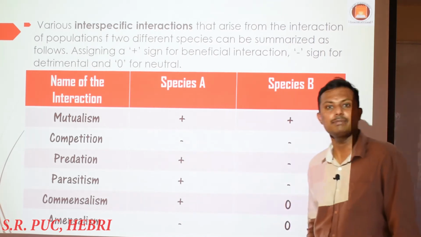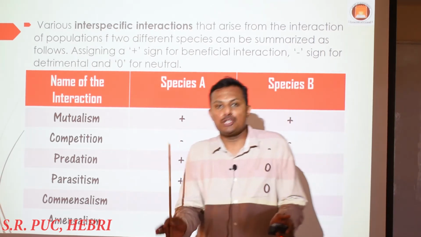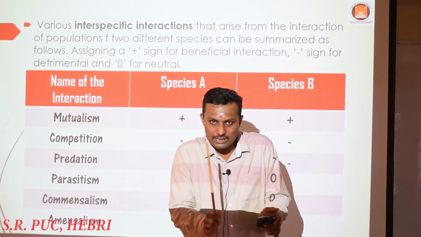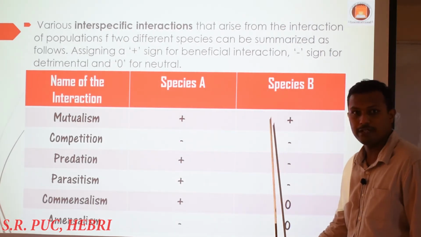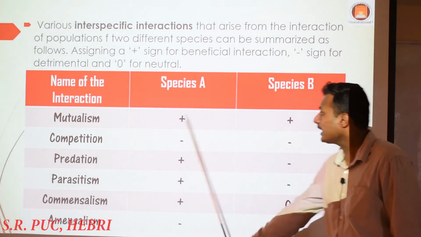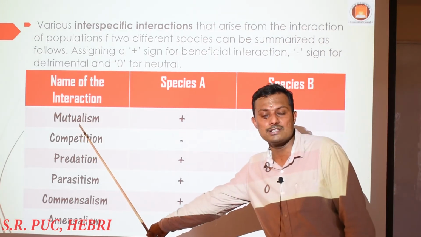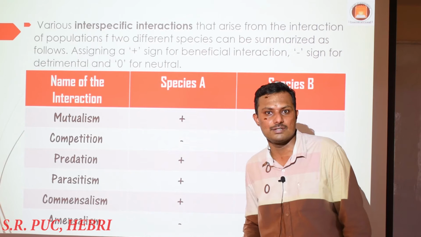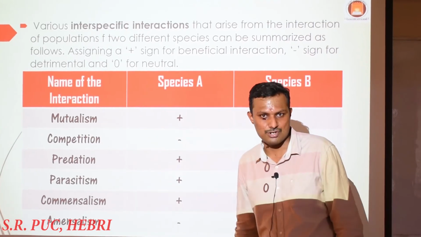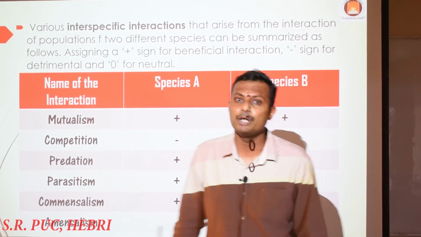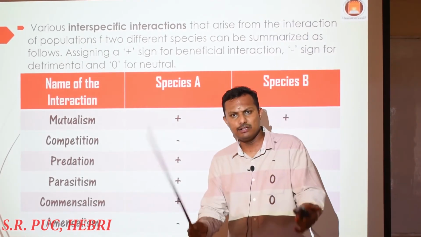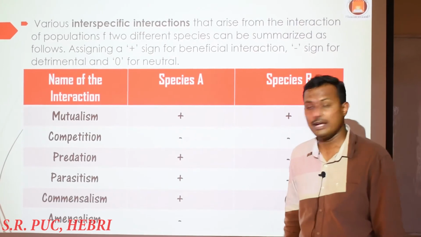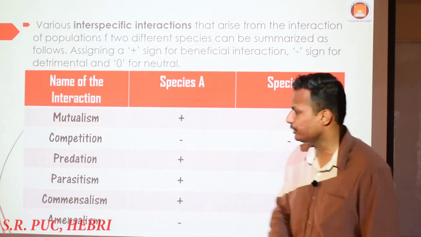So mutualism means two different species are involved and both get benefited. Species A and species B are involved, and both are getting benefited because they are involved in such an interaction called mutualism. A mutually beneficial relationship is also called symbiosis. We have already learned some examples, and when we discuss mutualism in detail, I will try to give examples.